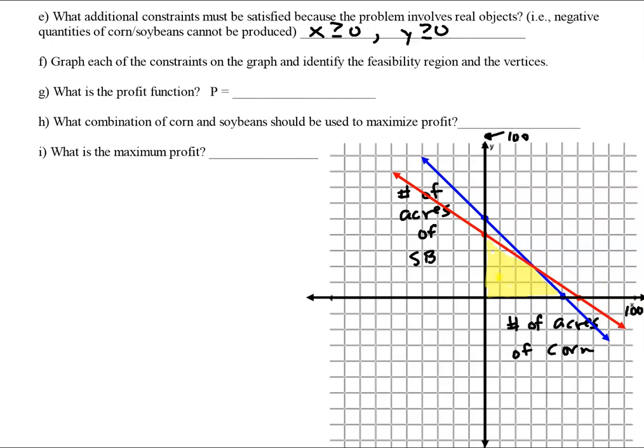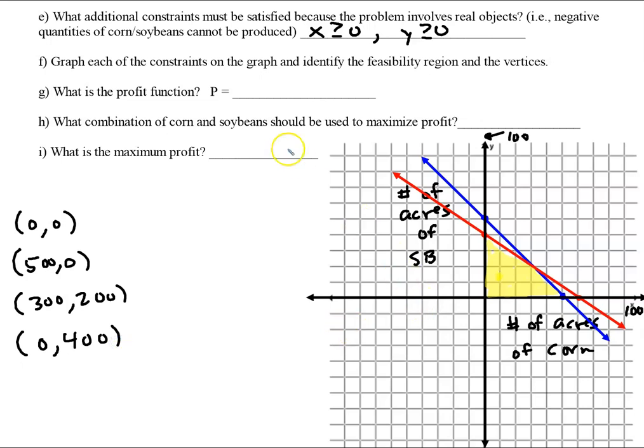All right, so let's pick out our vertices. So there's a vertex 0, 0, that's no acres of either crop. We have 500, 0, 500 acres of corn combined with no acres of soybeans. We have this 300, 200, 300 acres of corn, 200 acres of soybeans. And then we have no corn acres and 400 acres of soybeans. So those are our choices.